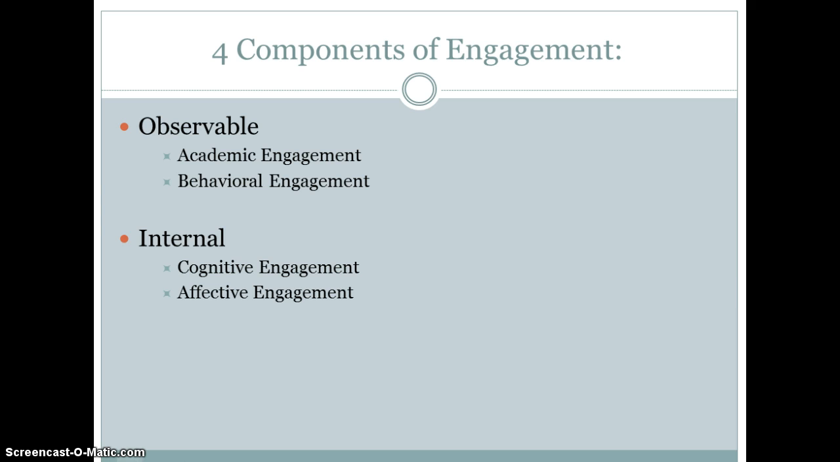The four components of engagement include academic engagement and behavior engagement, which are both observable, and then cognitive engagement and affective engagement, which are both internal.